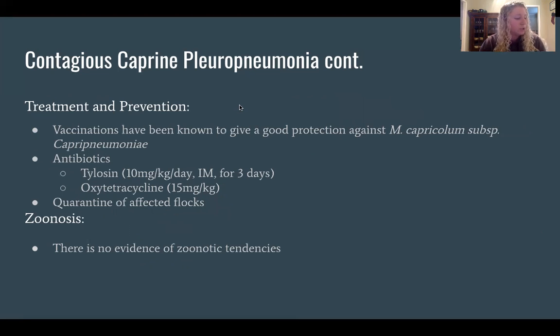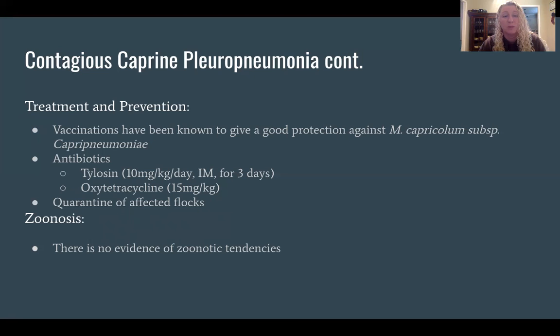Treatment and prevention. So you're going to have vaccines that are known to be good protection against Mycoplasma capricolum. You will have antibiotics that you can use, so your Tylosin at 10 mg per kg per day, intramuscular for 3 days, and then your oxytetracycline, so your 15 mg per kg.